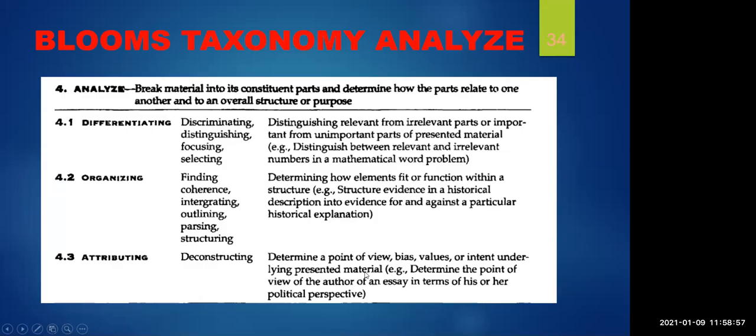Attributing is deconstructing: determining a point of view, bias, values, or intent underlying presented material. So these are some of the terms Bloom's taxonomy uses for the analyzing point of view, breaking down the content. If you take a law, there will be different contents. You can break them down, interrelate them, and identify which is relevant and which is not. The students can do all of that. For example, you give a student all the dismantled parts of a component and ask them to assemble it. Unwanted elements will also be there, and they can discriminate and remove them. In this analysis they will know which knowledge is relevant and which is not. So that is differentiating, organizing and attributing. We do the analyze point of view here. It is a higher order level, right?